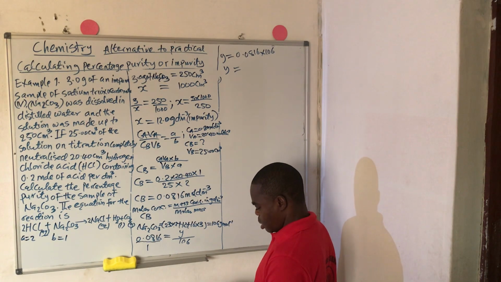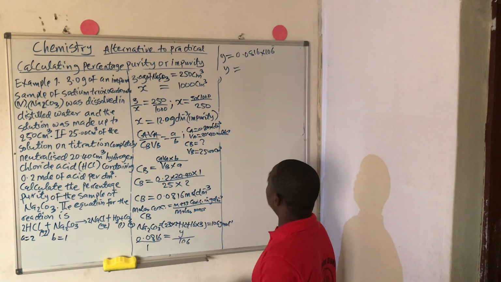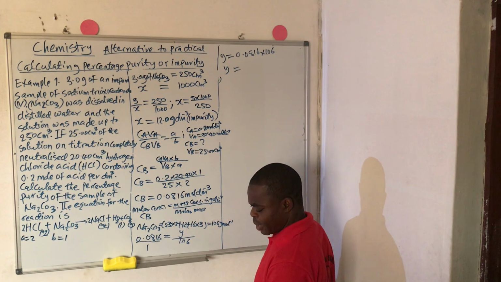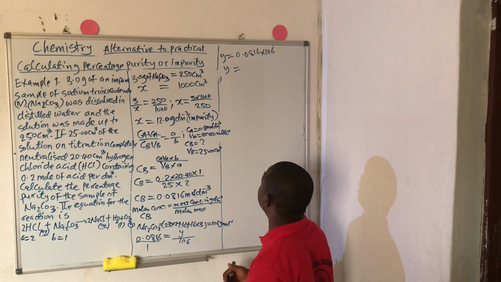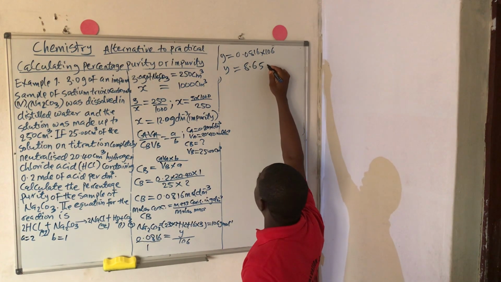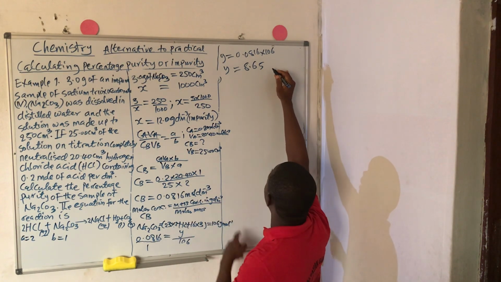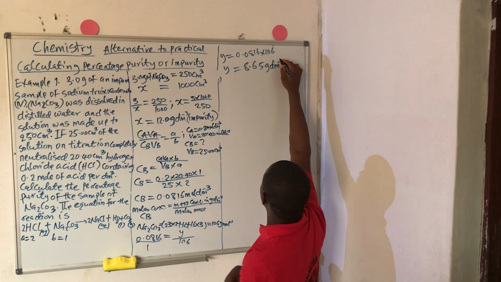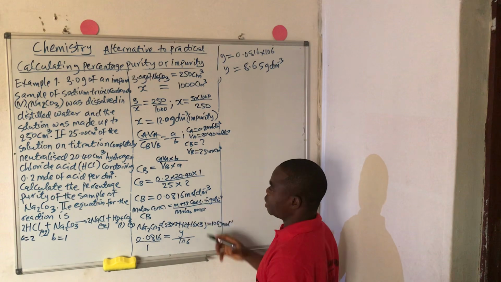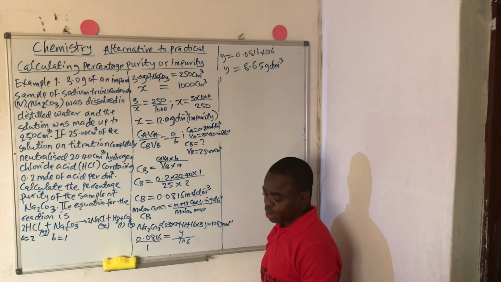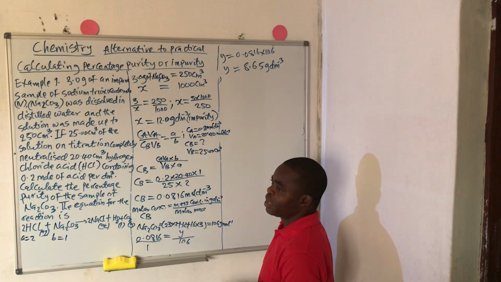So if I multiply 106 by 0.0816, the answer will give me 8.65 approximately. And this value, because the unit is in gram per mole, we put it as gram per dm cube. So we have already gotten the mass concentration of the pure sodium trioxocarbonate IV that actually reacted. Now the idea is to find the percentage purity.